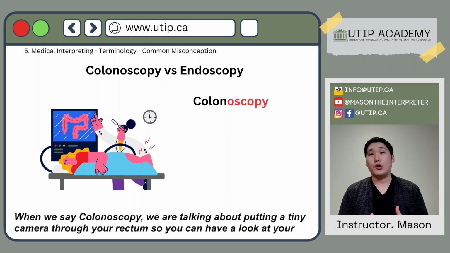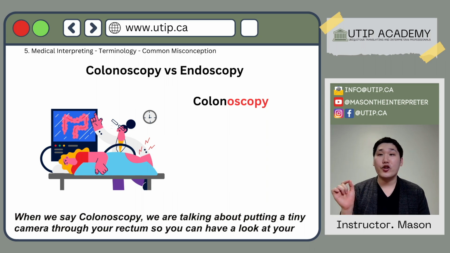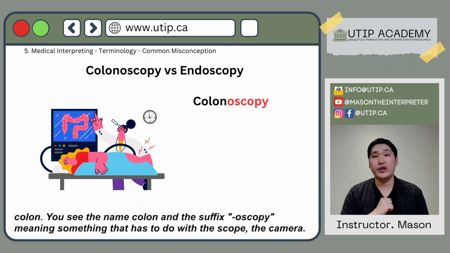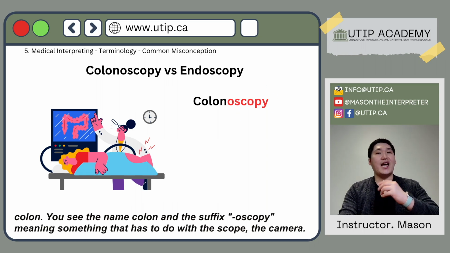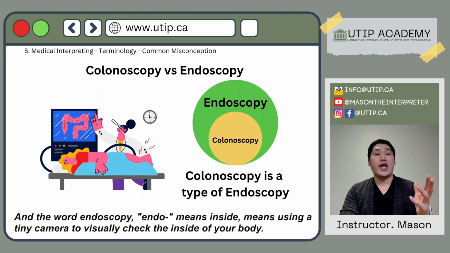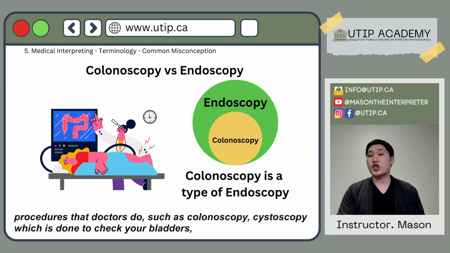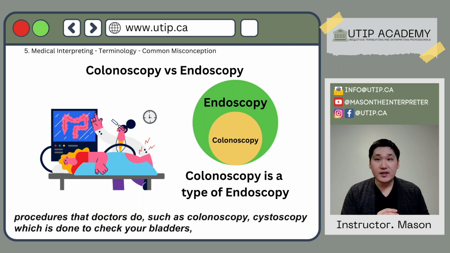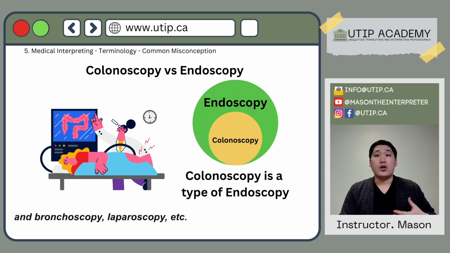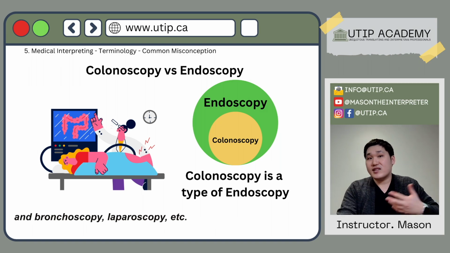When we say colonoscopy, we are talking about putting a tiny camera through your rectum so you can have a look at your colon. You see the name colon and the suffix oscopy, meaning something that has to do with the scope, the camera. And the word endoscopy, endo means inside, meaning using a tiny camera to visually check the inside of your body. So technically speaking, a colonoscopy is just a type of endoscopy. There are many different types of endoscopy procedures that doctors do, such as colonoscopy, cystoscopy, which is done to check your bladder, and bronchoscopy, laparoscopy, etc.